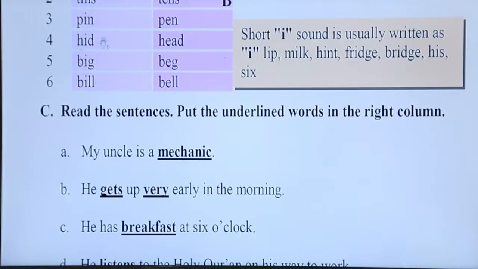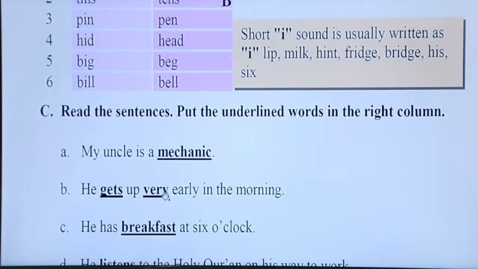Very good, excellent. E. It has E, short E. Part B. He gets up very early in the morning. In the first word, which sound do you hear? Very good. Get. A. Short A. And how about very? آفرین.